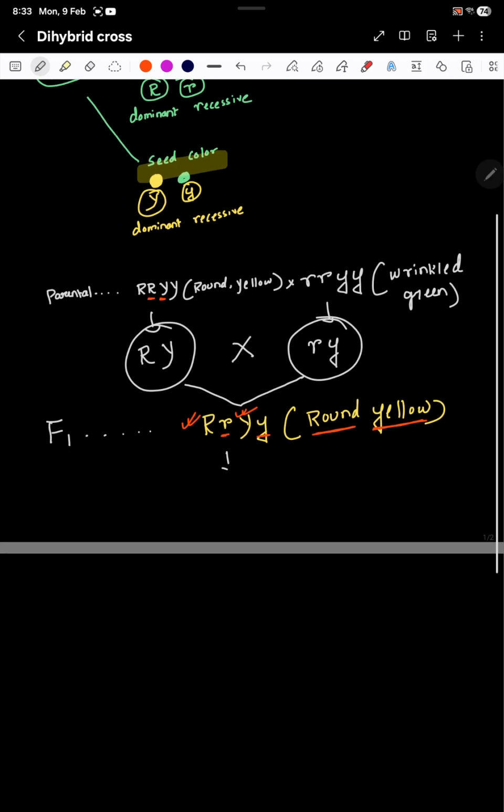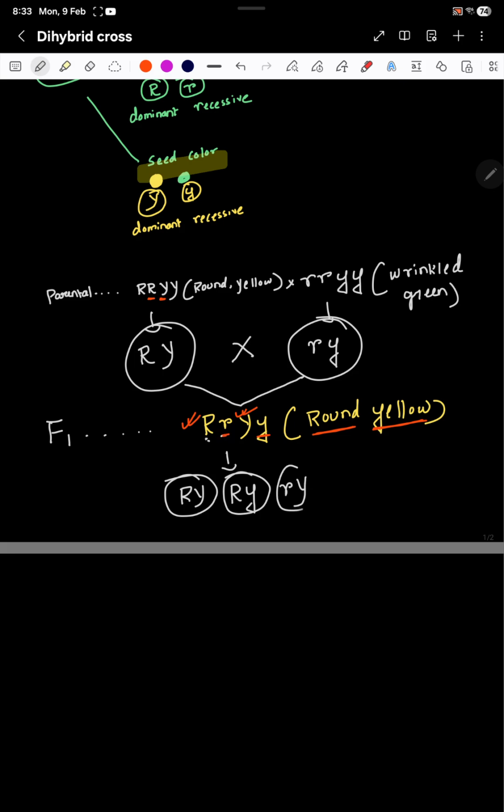Now, from this, what were the gametes that will be produced? It is very easy. We will get 4 types of gamete. See, capital R and capital Y is one type. Capital R will combine with small y, this is another type. Small r will combine with capital Y, this is one type. Small r will again combine with small y. So these are the 4 types of gametes that we will be getting.